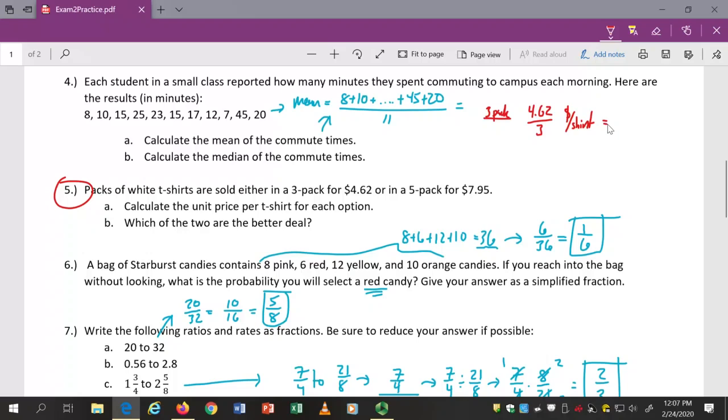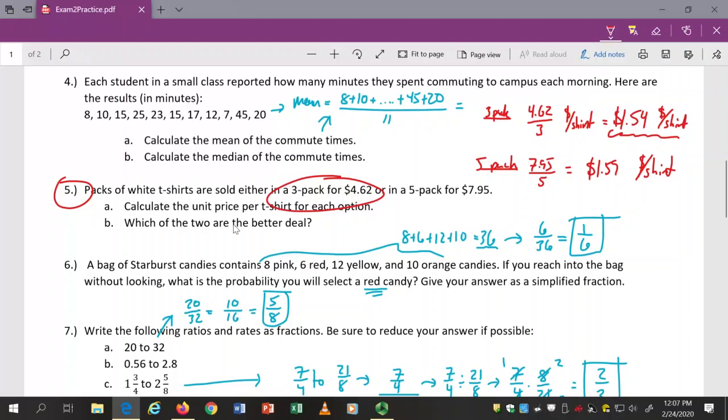So whatever that comes out to be, 462 divided by 3, what does that come out to be? It's $1.54, and that's dollars per shirt. Okay. Then you do the same thing for the 5-pack. You take the price and you divide it by the number. What does that come out to be? Yeah, so it ends up being $1.59, and that's dollars per shirt. So which one's the better value? Yeah, the 3-pack is the better value because it has a smaller unit price.